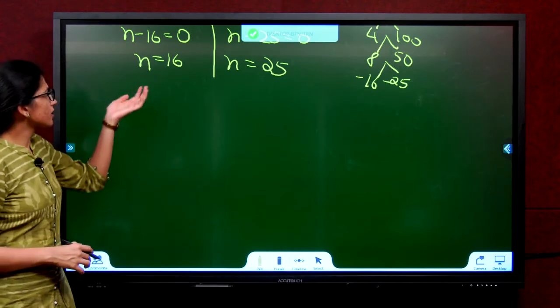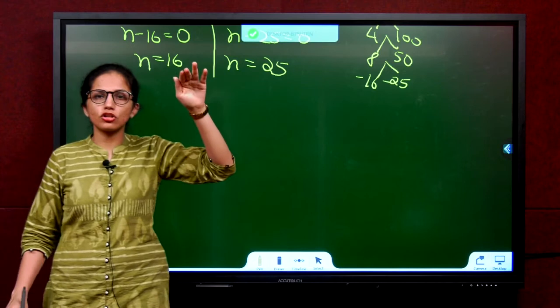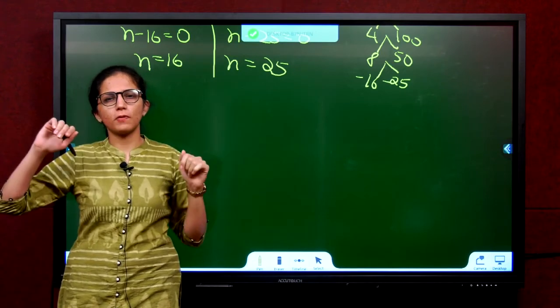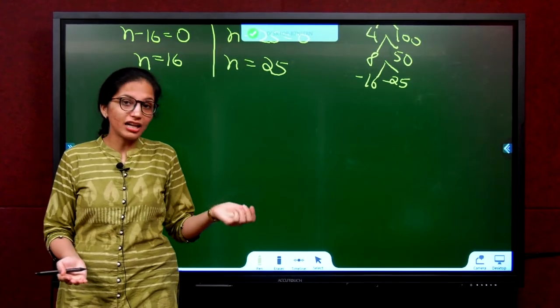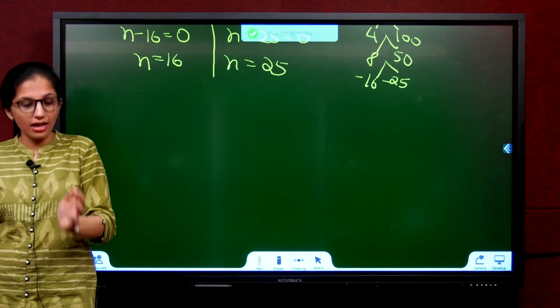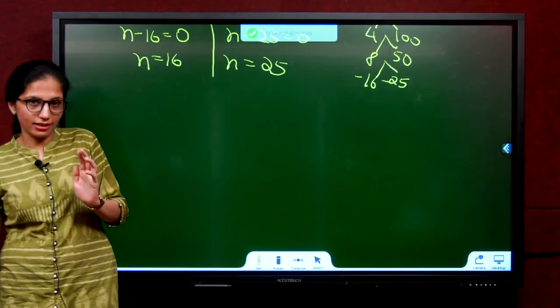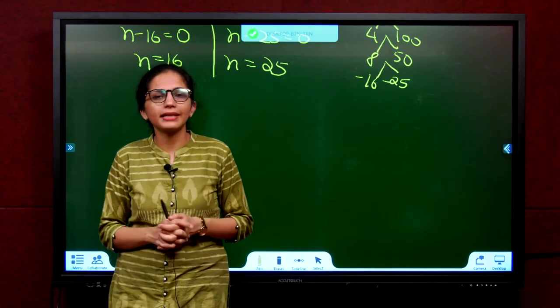So there are two possible cases, n equals 16 and n equals 25. That means 16 rows is also possible, 25 rows is also possible. How can both be possible? I have only 200 logs. So you're telling me if I am Nimisha and I am making 16 rows, with 200 logs I can make 16 rows starting from 20 at the bottom, and you can make 25 rows? It is somehow not making sense.